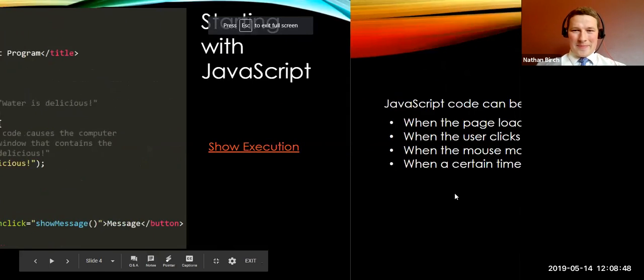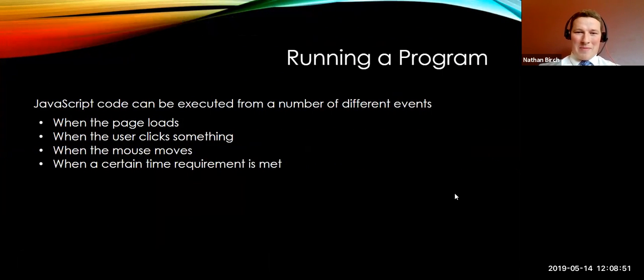All right. So running a program. JavaScript code can be executed from a number of different events. So when the page loads, I could have JavaScript run immediately when the page loads. I can have it run when the user clicks on something like a button to tell you that water is delicious. You can actually run JavaScript code when you move the mouse. So let's say I have a game, I could have a function that's waiting to see the mouse move. And if it moves in a certain way or to a certain place on the page, or just moves period, I could trigger a JavaScript event. I could call a function when that event happens. Or even when a certain time requirement is met.